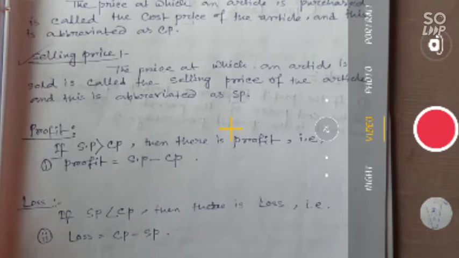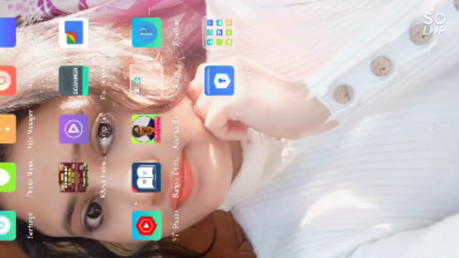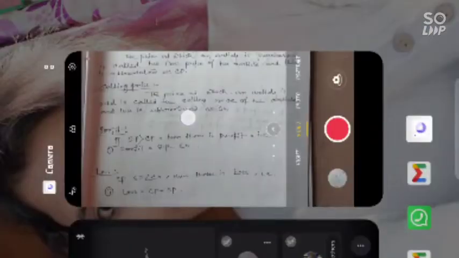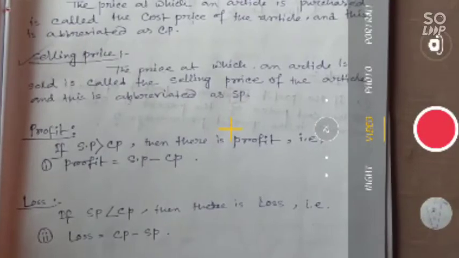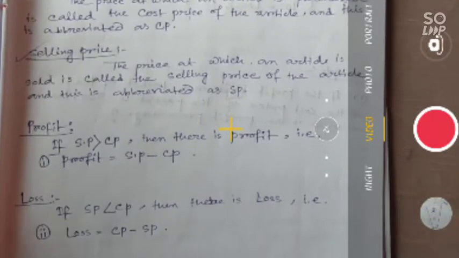Suppose you have bought a pen at 10 rupees. Just before, I told you that, but if you sell the pen to your friend at 12 rupees, then what will be the selling price of that pen? Who can tell me? Yes, you are absolutely correct. So if you sold the pen to your friend at 12 rupees, then 12 rupees will be the selling price. Understood?